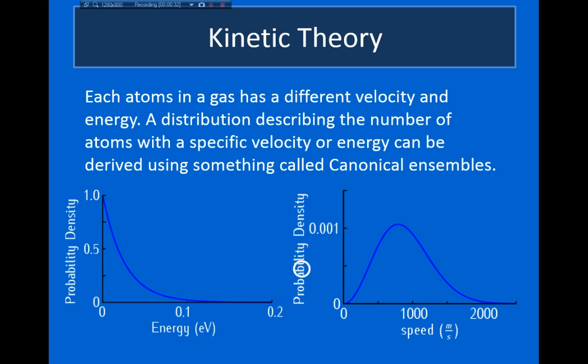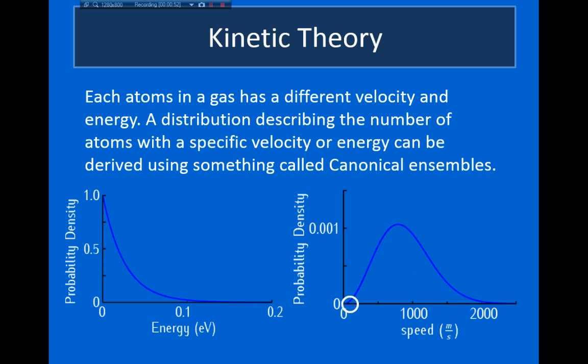So on the bottom of the screen here, I give two examples. On the left, I have the distribution for kinetic energy. We can see that there are more atoms over here that have a lower kinetic energy, and fewer atoms that have these higher kinetic energies. In fact, this distribution is an exponential distribution called the Boltzmann distribution.